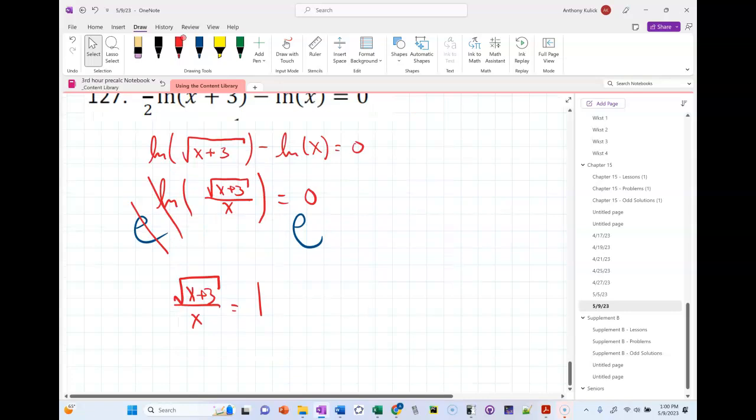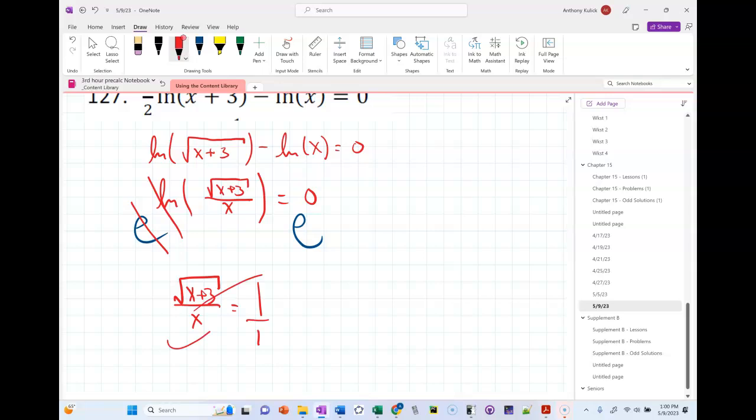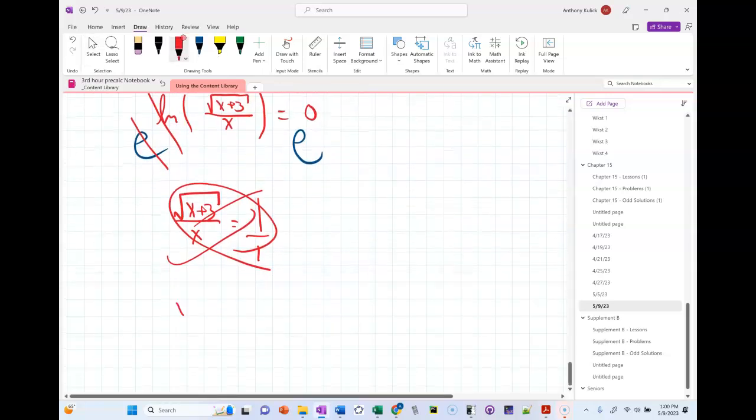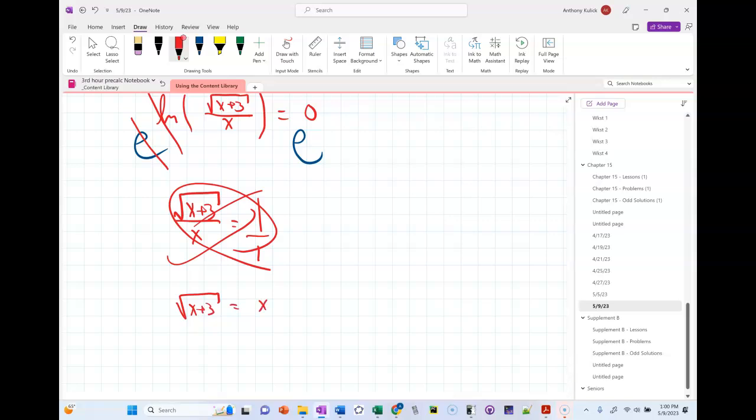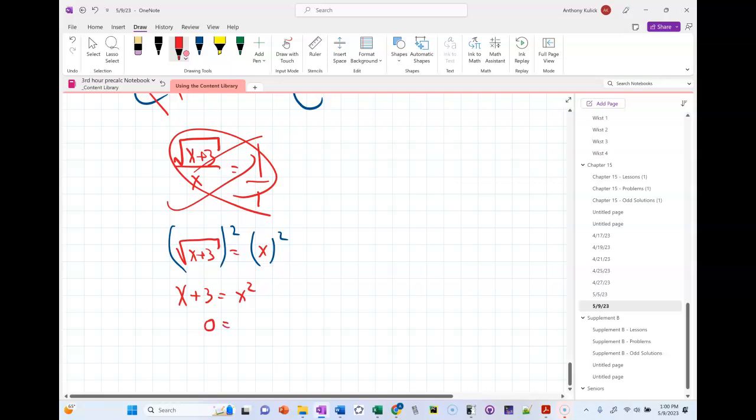So what I'll do next is I'm going to treat this like a proportion and just kind of cross multiply. So I have square root x plus 3 over x. To get rid of the square root, I have to square both sides. And then we'll move everything all onto one side. And now I'll try to solve this quadratic.